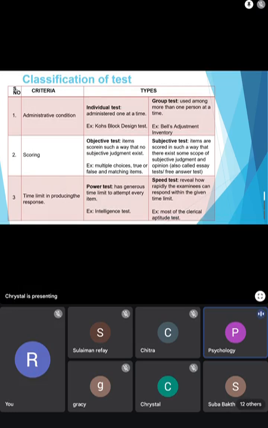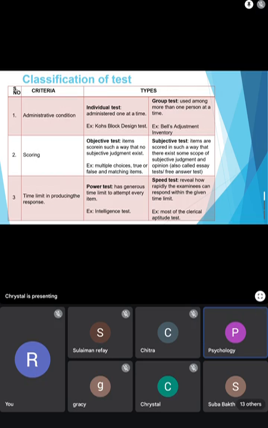And then there is a power test. In a power test, there is no time limit as such. Only the questions will be really, really difficult, and you are supposed to just try to answer them. Power tests are rare in India, actually. I've attended a couple of power tests online, but they are rare in India. This is with respect to timeline in getting the response of the individual.